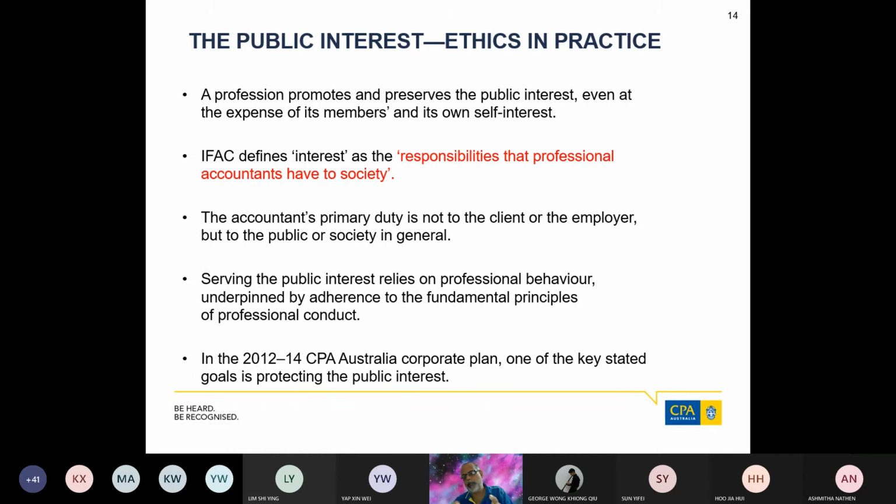So what we are trying to see here is if ever there is a conflict between your self-interest and the public interest, do not hesitate for 1 second to give your answer. Public interest comes first. So what is public interest? Responsibility that we as professional accountants have to society.